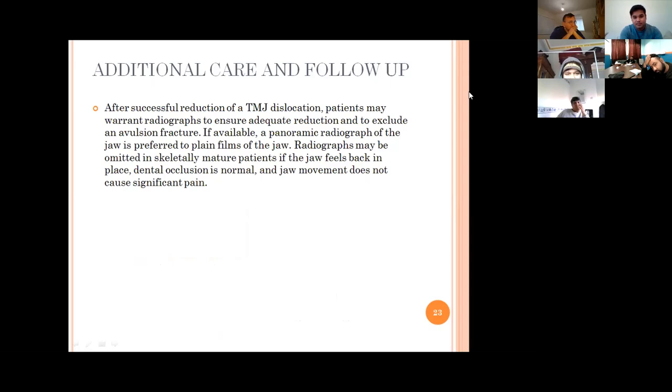So, disposition. After a successful reduction of TMJ dislocation, patients may need radiographic evidence to ensure adequate reduction and to exclude any avulsion fracture. If available, a panoramic jaw X-ray is preferred, and radiograph may be omitted in skeletally mature patients if the jaw feels back in place, dental occlusion is normal, and jaw movements do not produce any pain.